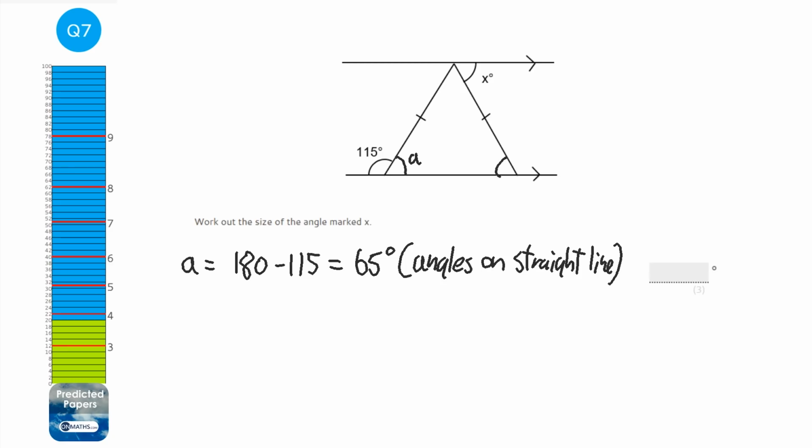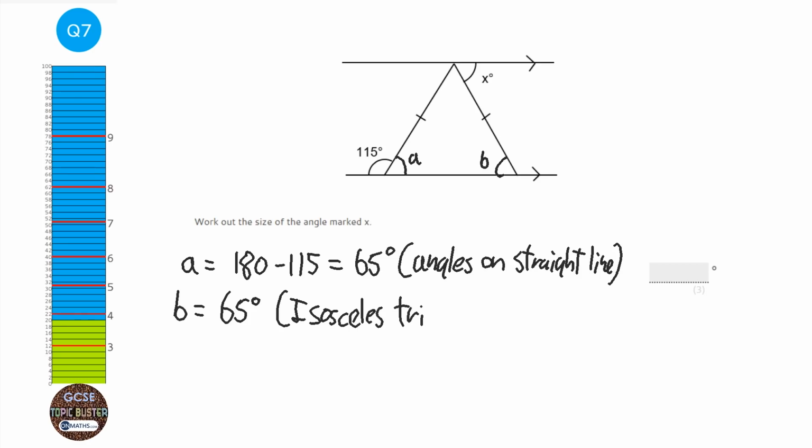And if I know a, I know b as well. So b is going to equal 65 degrees as well, because it's an isosceles triangle. The bottom angles in an isosceles triangle are equal, assuming that the isosceles triangle has the two same sides on the left and right. Obviously if it's rotated it's not the bottom two angles, but it's always going to be these two angles here. Okay, so b is 65.